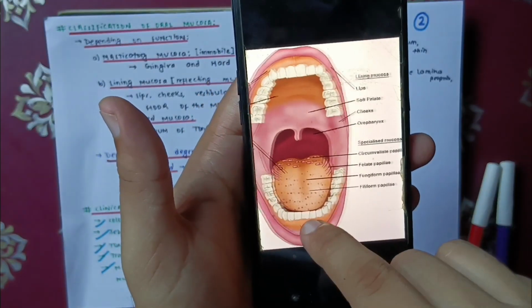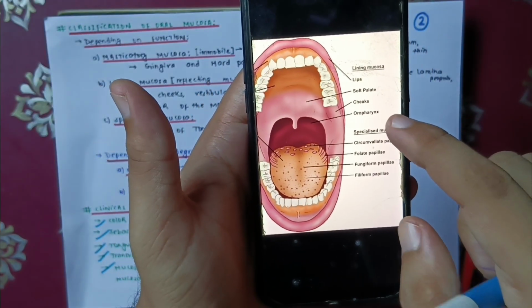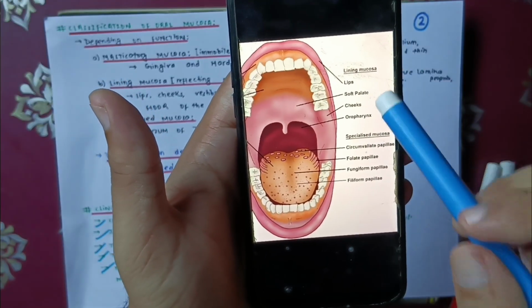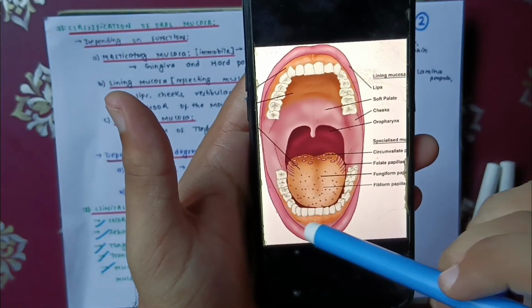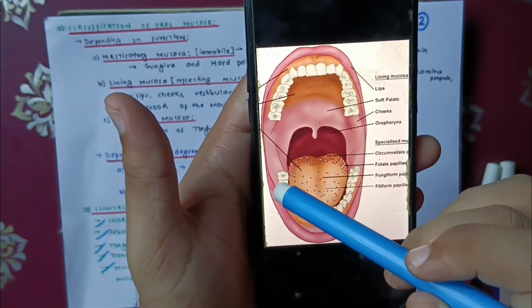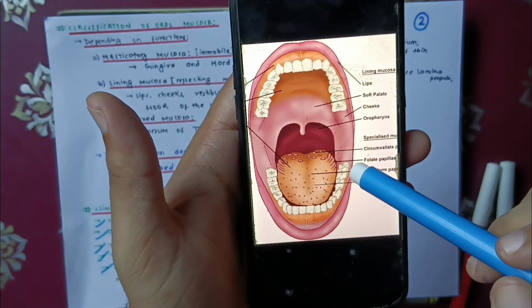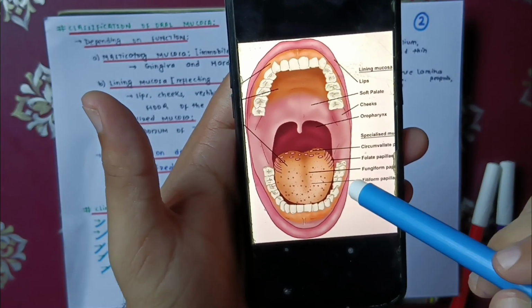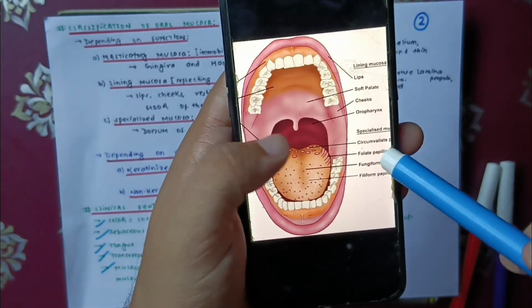After that, here we can also see the lining mucosa. In the lining mucosa you can see the lips, soft palate, and cheeks. So they are under the lining mucosa. And the vestibule that I have told about: this horseshoe-shaped structure is present between the gingiva and the cheek, or better, between the lips and the gingiva. That is the vestibular fornix.